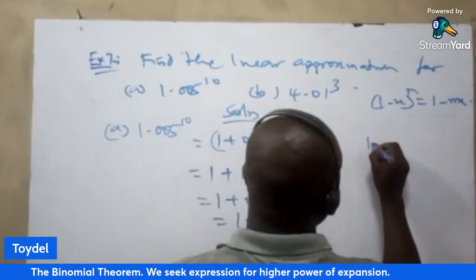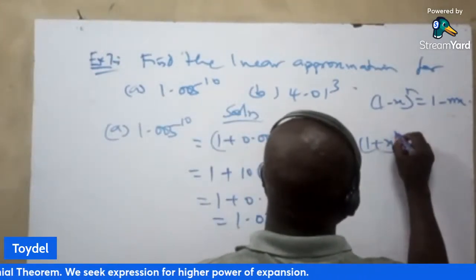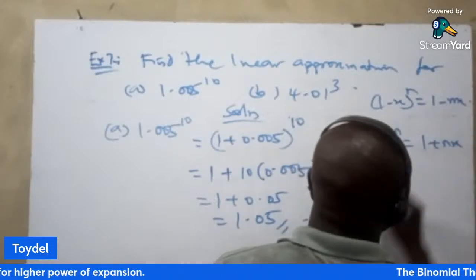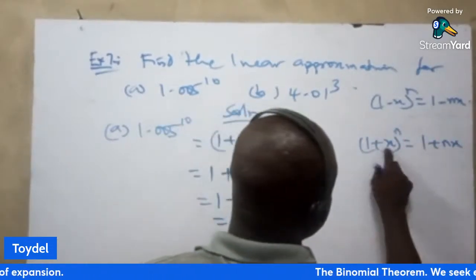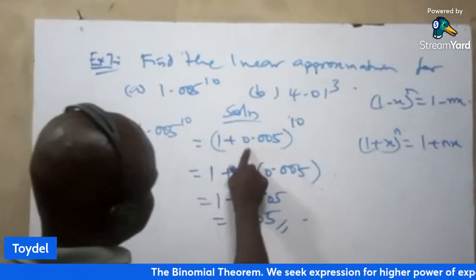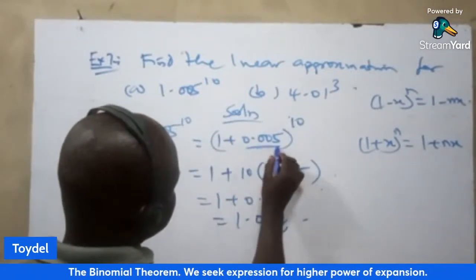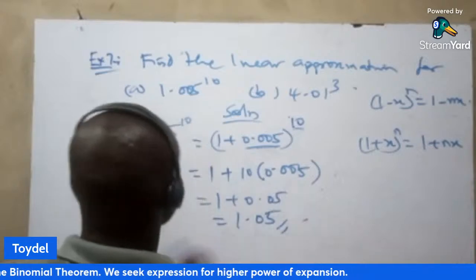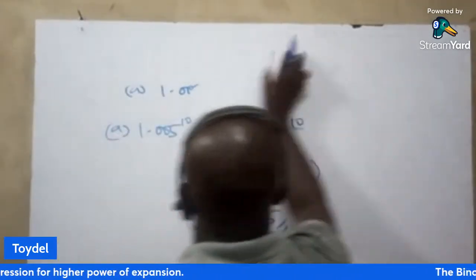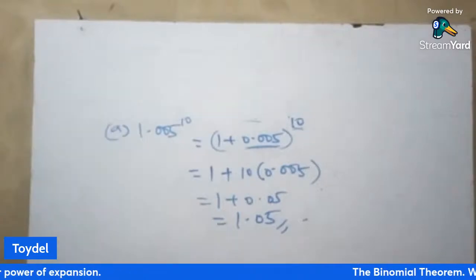Because if you have (1 plus x) raised to the power n, the linear approximation that we got is 1 plus nx. So n is the power, x is what we have here. So in this case now, n is 10, x is the value that we have here. This is x, and this is n. Just put it there and get your answer. Then let me solve the second one, and we close for the day.